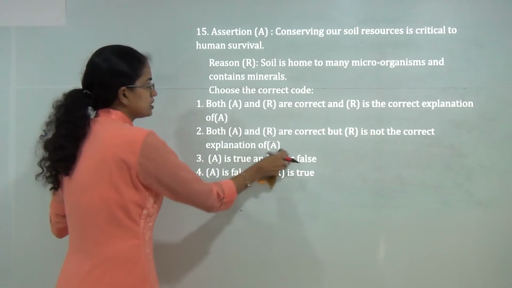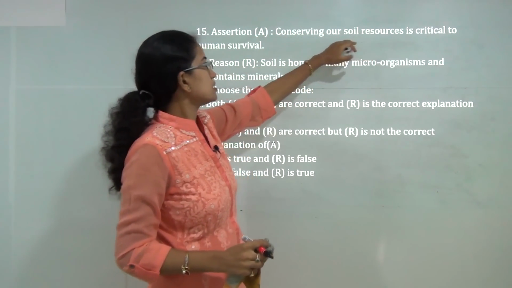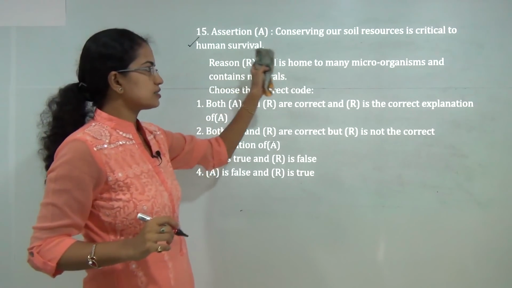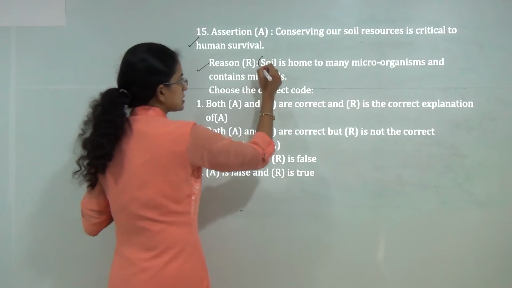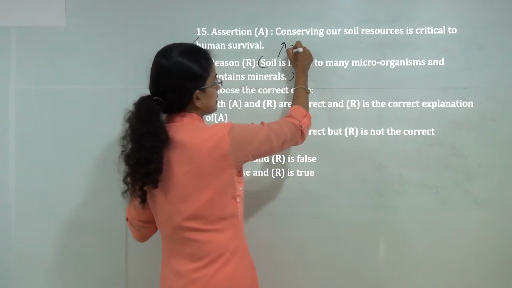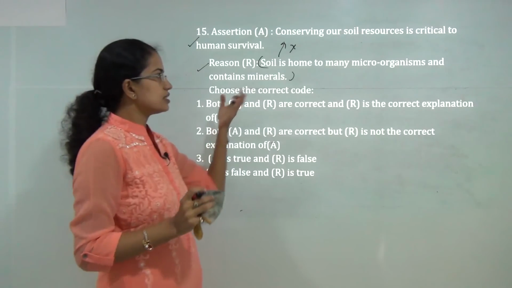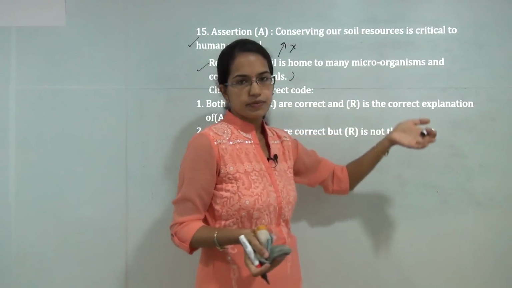I can say both the statements are independently true, because we are conserving soil resources and that is critical to human survival. That's correct. Again, soil is home to many microorganisms as well as minerals is correct, but this reason is not a correct explanation for why we are conserving our soils. We are not conserving our soils because it's a home to minerals or it contains microorganisms.